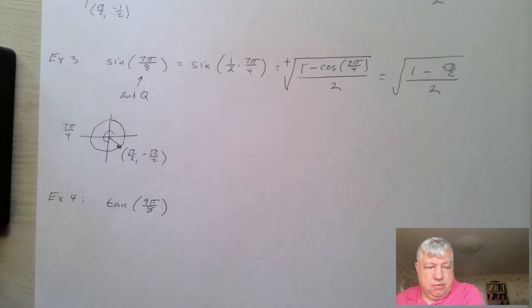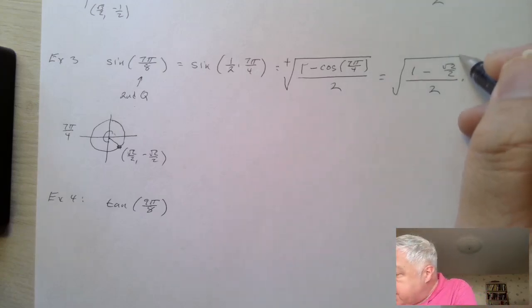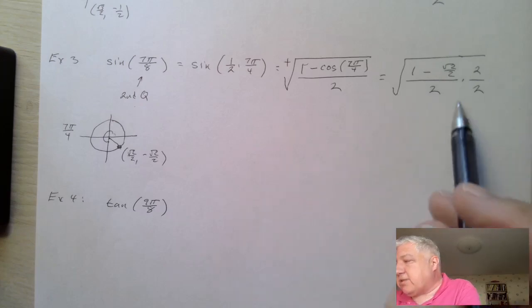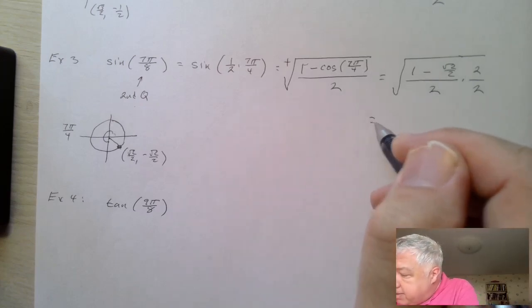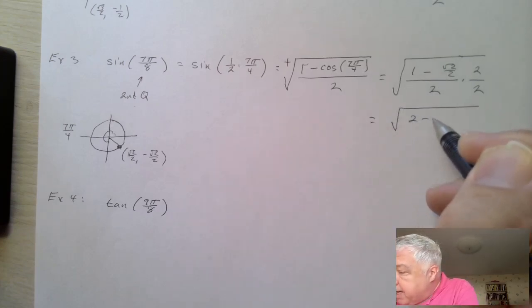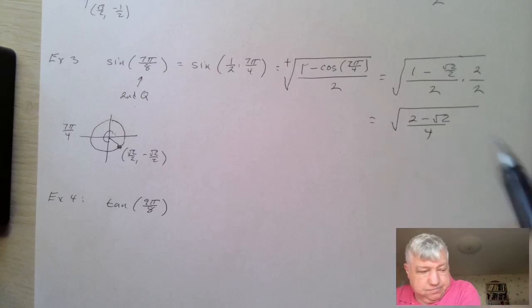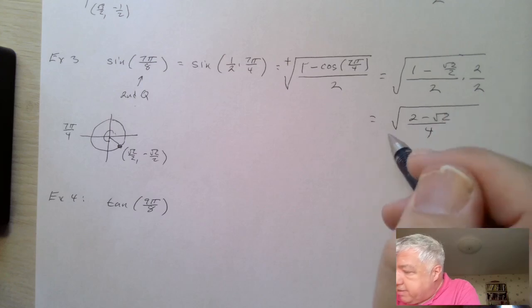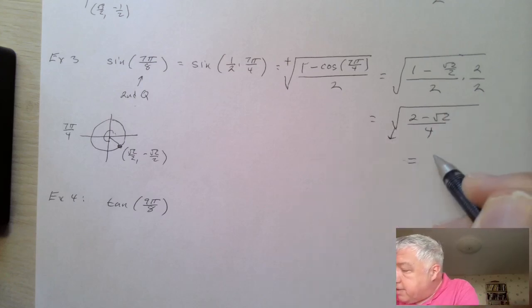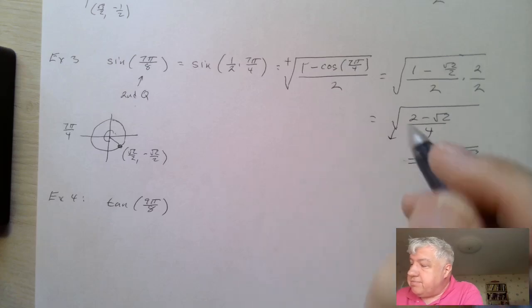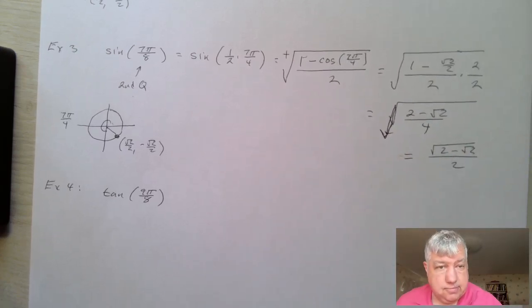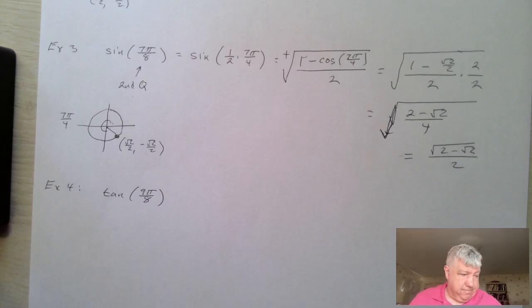And we can simplify things by multiplying and dividing by 2. Not rationalizing, but simplifying it. And this will be the square root of 2 minus square root 2 over 4. Okay, or you can say this is square root of 2 minus square root 2 over square root of 4, which is 2. Okay. So you can do it that way.